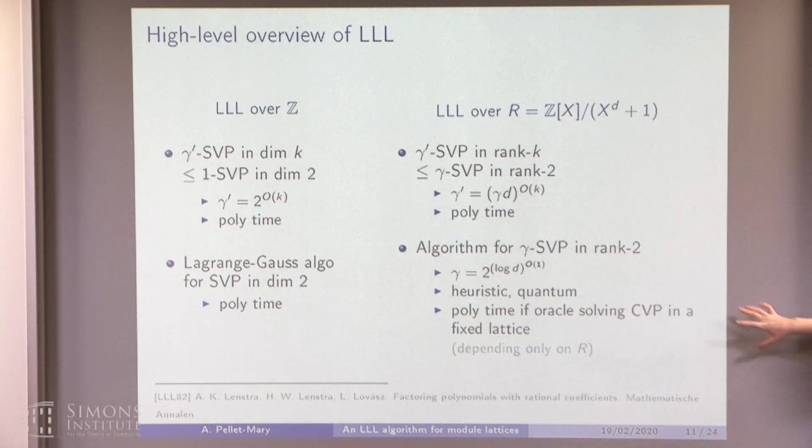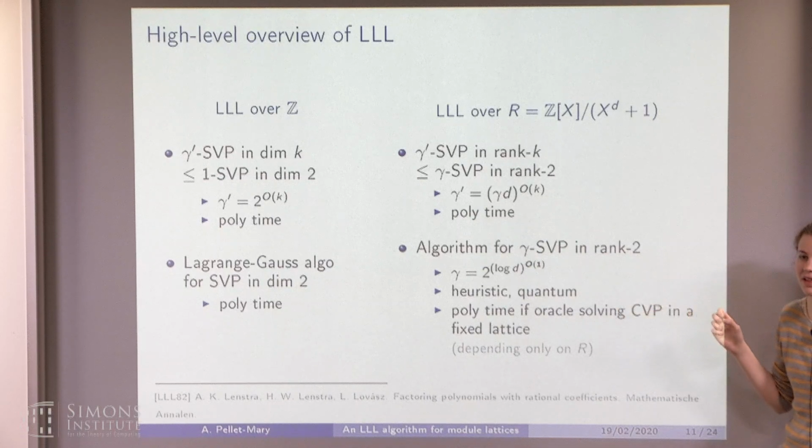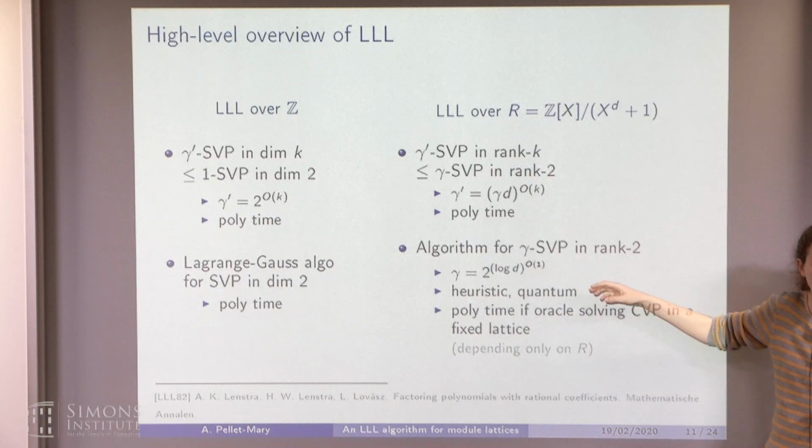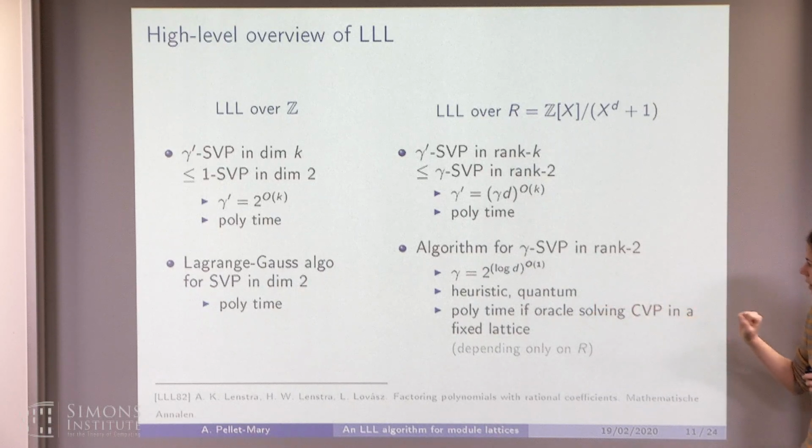And the second part, which is maybe the more complicated one and what I want to spend more time on, is how do we solve gamma SVP in modules of rank 2. We achieve this not for exact SVP, but for an approximation factor that is quasi-polynomial in the degree of the field. This is a heuristic quantum algorithm, and the runtime is going to be polynomial, as I said, only if we have an oracle solving CVP in the field lattice.